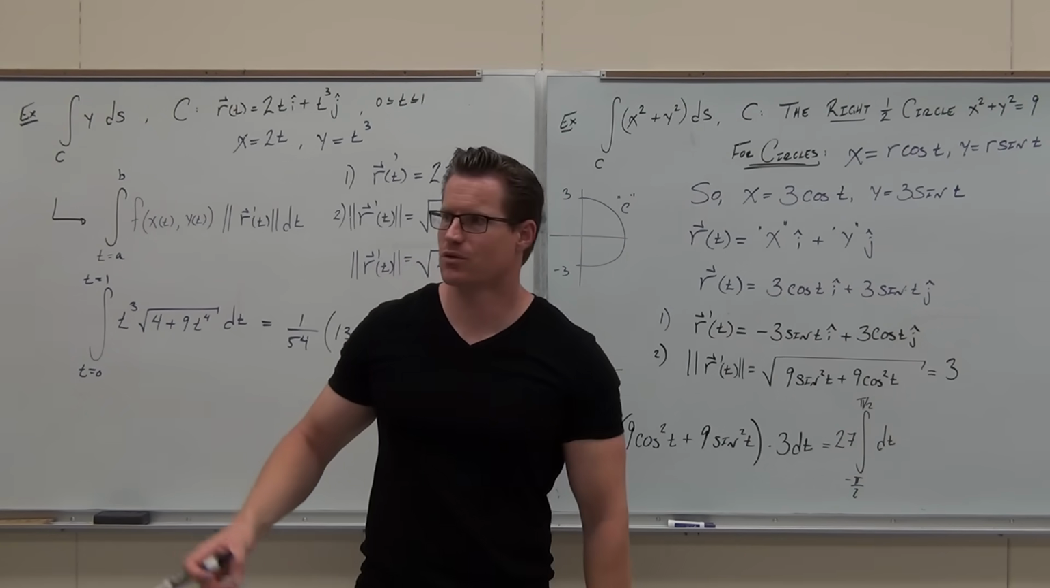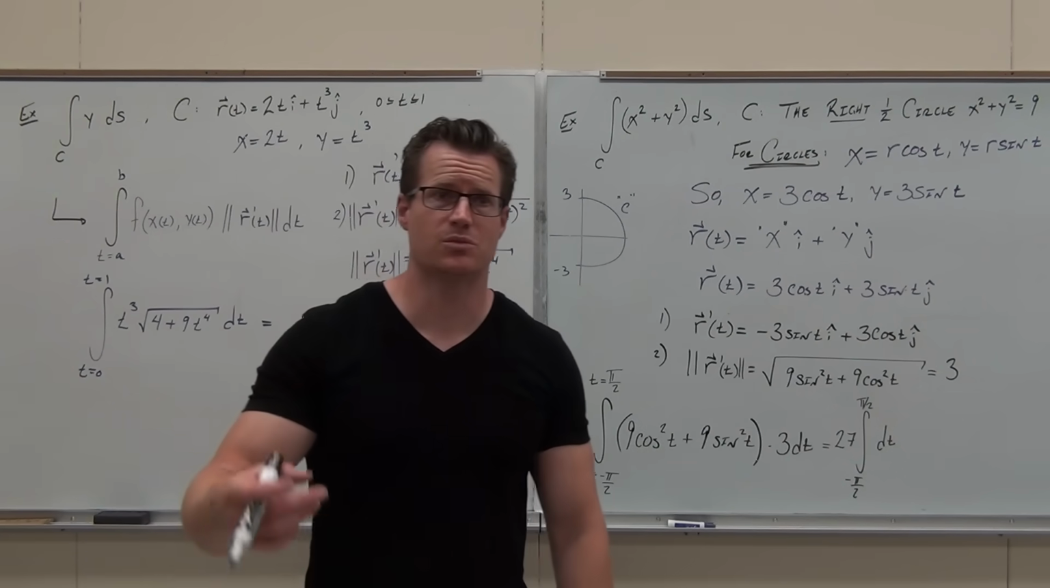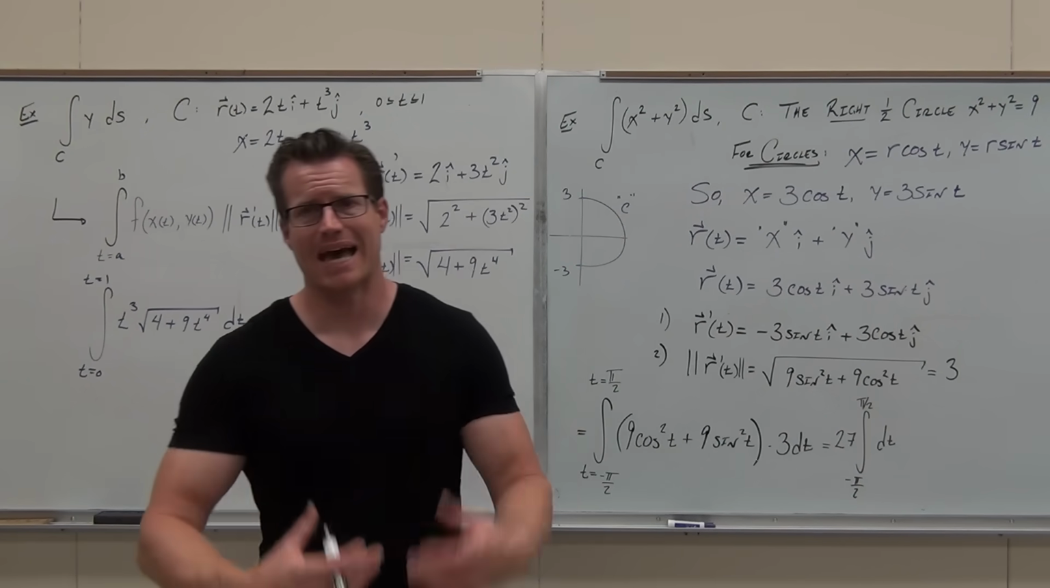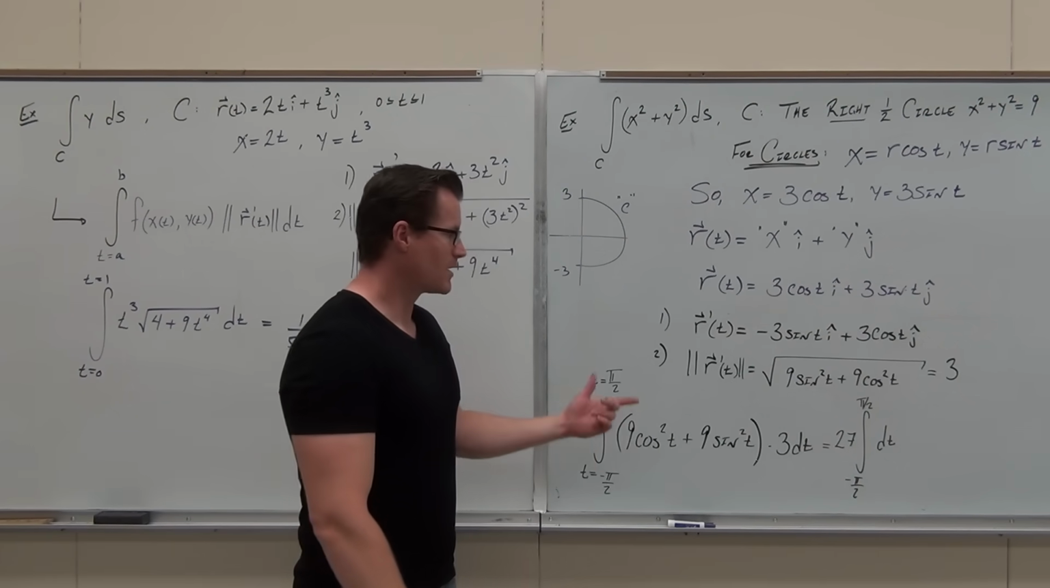Do a very basic integral. Your variable becomes t. You plug in pi over 2, subtract the other one, negative pi over 2. That's basically adding that together. You're going to get pi. Here you get 27 pi.